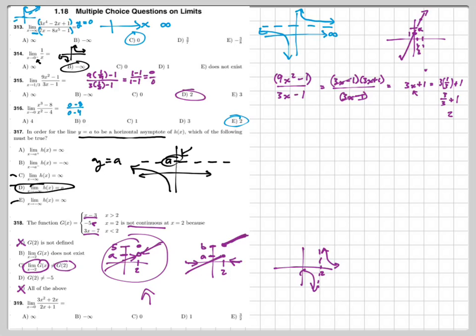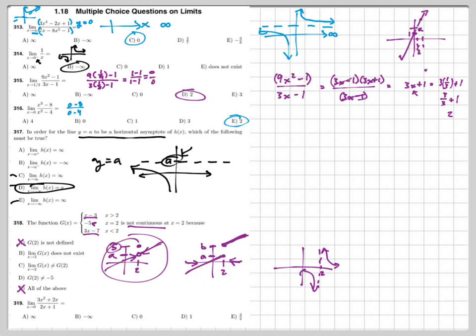But in this scenario right here, g of 2 would equal 5, because if I plug in 2, I get 5. But the limit would equal a. The limit as x approaches 2 of g would equal a. So in this case, g of 2 does not equal the limit as we approach 2. So does that make it discontinuous? Yes, which means that C is a potentially right answer as well.